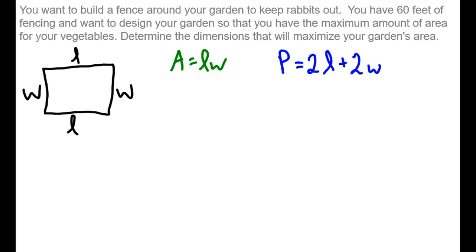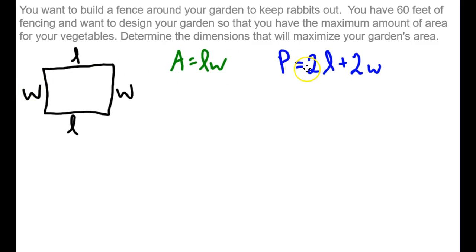Suppose you want to build a fence around your garden to keep rabbits out. You have 60 feet of fencing and want to design your garden so that you have the maximum amount of area for your vegetables. So you want to determine the dimensions that will maximize your garden's area. The shape we're going to be working with is a rectangle. We have our length and our width.